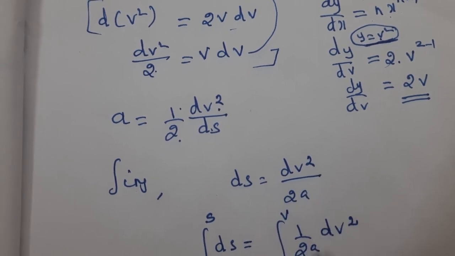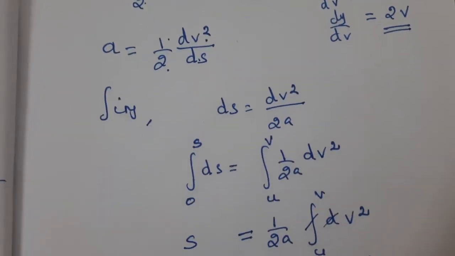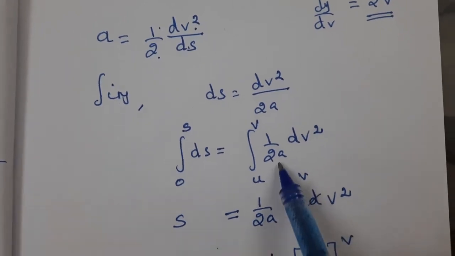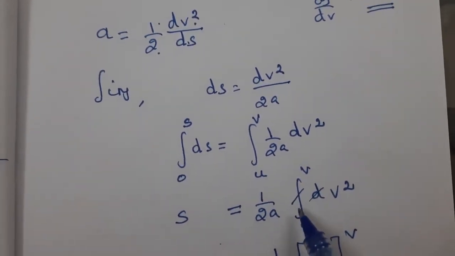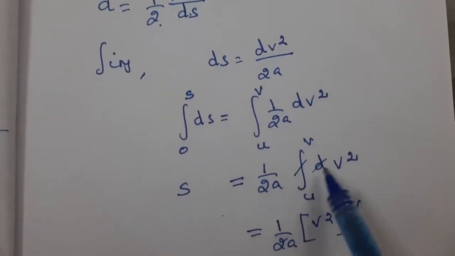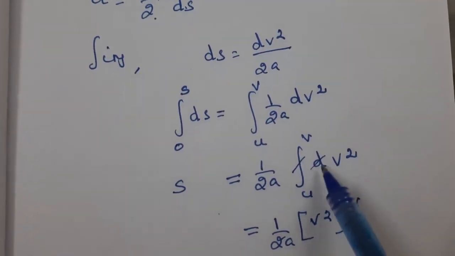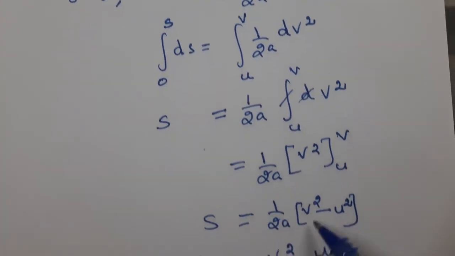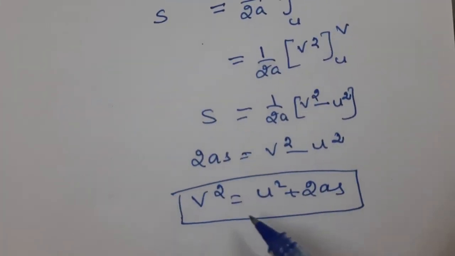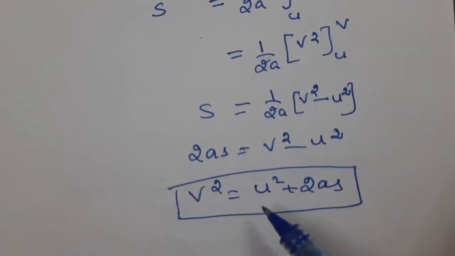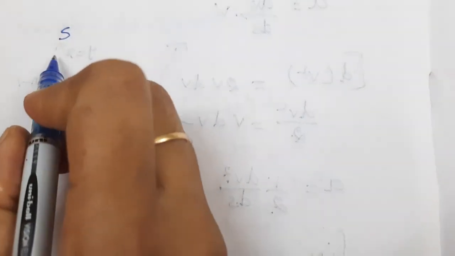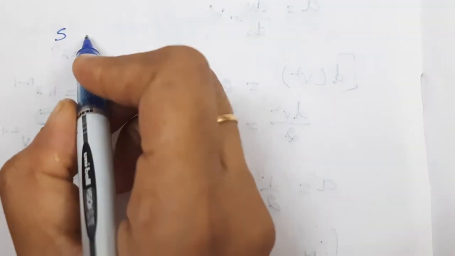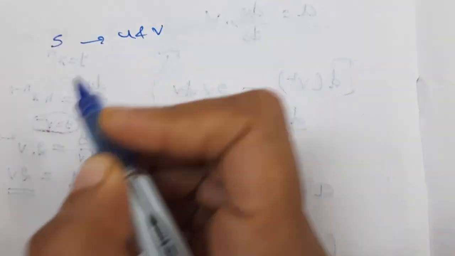Integrating on both the sides, integral ds is s, and here 1 by 2a is constant, we can take it outside. Integration and differentiation get cancelled because integration is a reverse process of differentiation, only v square remains. And applying the limit v square minus u square, we are getting v square equal to u square plus 2as. We can also obtain the displacement in terms of u and v.